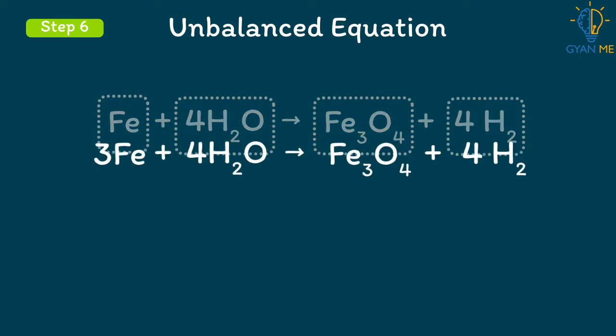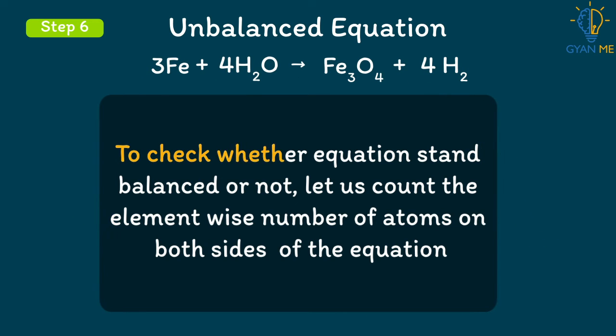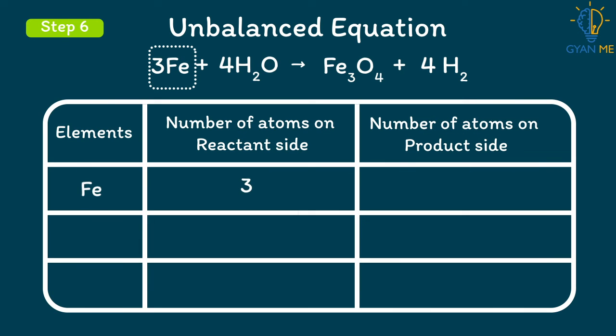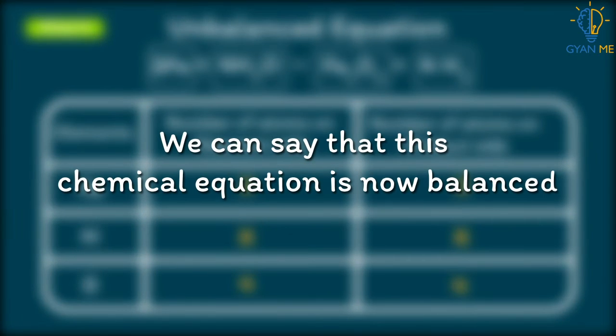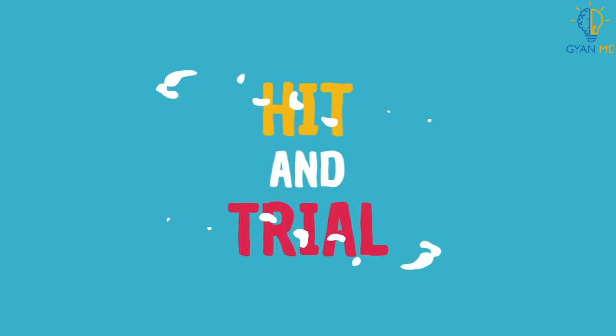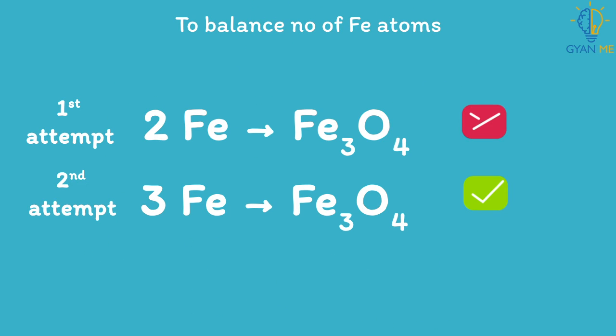Step 6. Finally, to check whether the equation stands balanced or not, let us count the element-wise number of atoms on both sides of the equation. 3Fe plus 4H2O gives Fe3O4 plus 4H2. So it will be observed that the element-wise number of atoms on both sides are equal, and hence we can say that this chemical equation is now balanced. This method of balancing chemical equations is called the hit and trial method, as we make trials to balance the equation by using the smallest whole number coefficients.